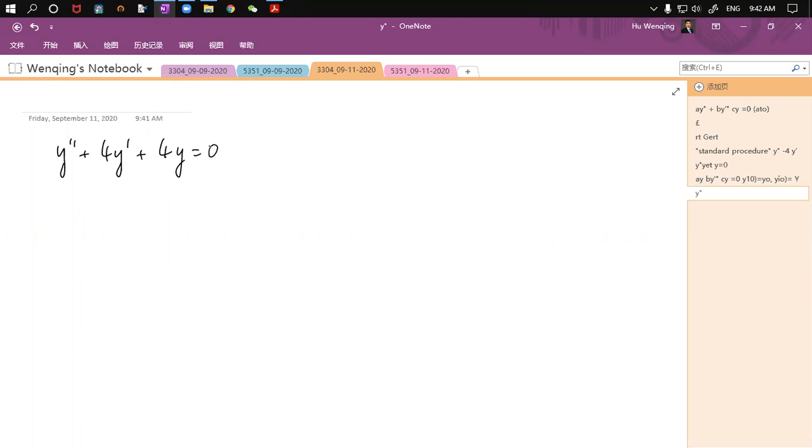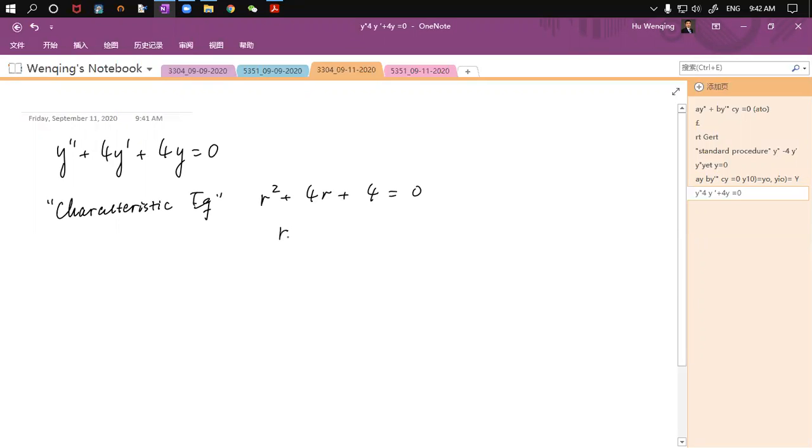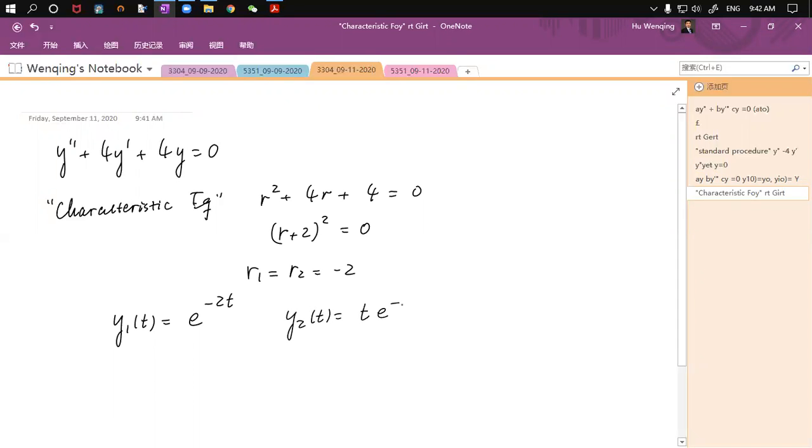In order to get a general solution, you're going to say that the characteristic equation takes the form r squared plus 4r plus 4 is equal to 0. Therefore, you see that (r plus 2) squared is equal to 0, so r1 is equal to r2 is equal to minus 2. As long as you have that solution, you use the golden principle, so y1 is equal to e to the power minus 2t. And what about y2? Well, y2 is, by the golden principle, t e to the power minus 2t.